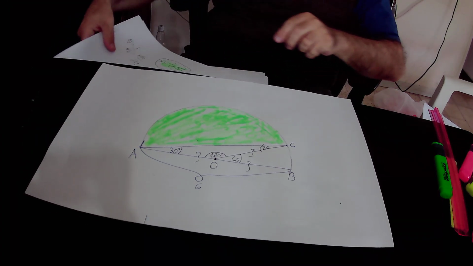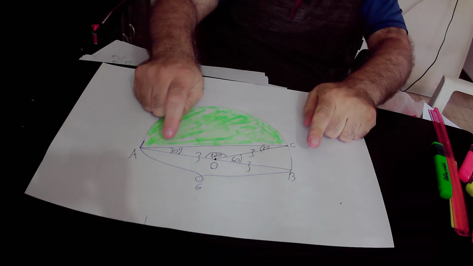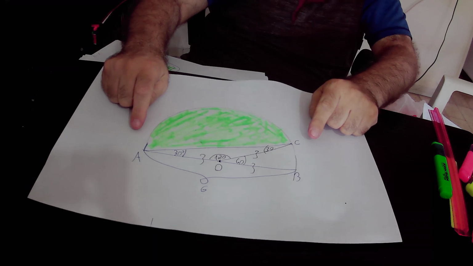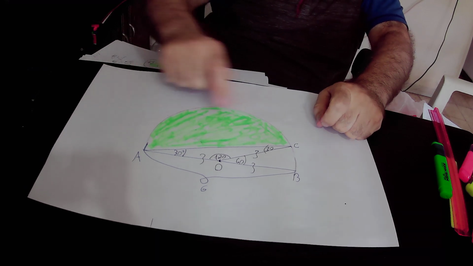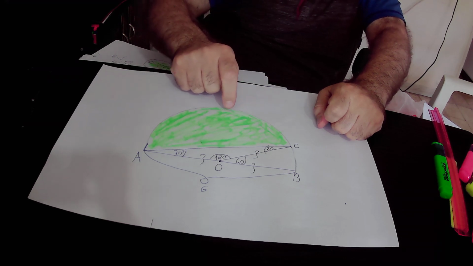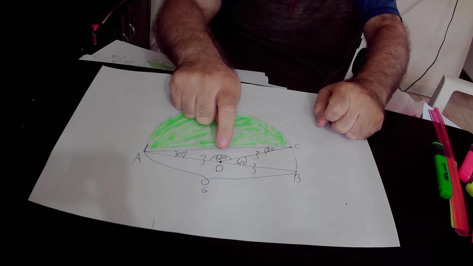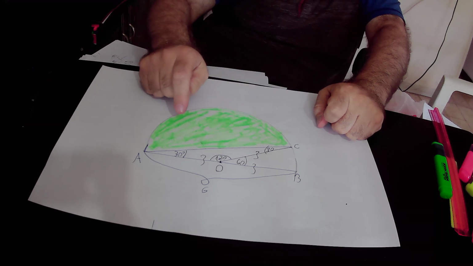In the drawing we have a semicircle, AB equals 6 units. AB is the diameter of the semicircle, and angle CAB equals 30 degrees. Our mission is to find the area of the green shape. We define the center of this semicircle as O.